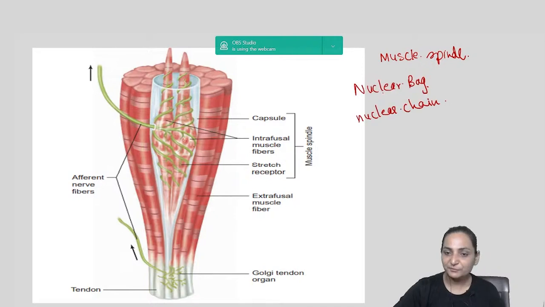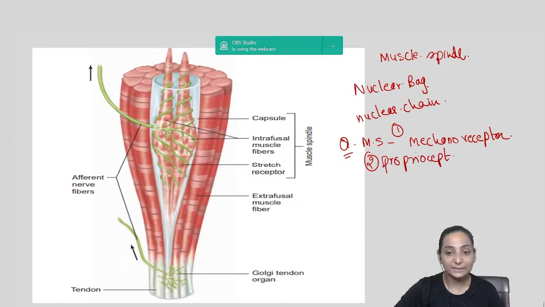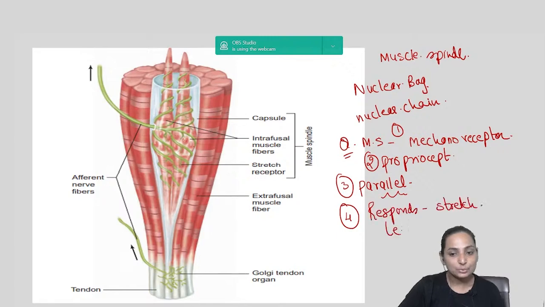Before we go into the detail of nuclear bag and nuclear chain fibers, something very, very important as far as MCQs are concerned on muscle spindle. The muscle spindle comes into the category of a mechanoreceptor, because it is getting stimulated by stretch. It falls into the category of a proprioceptor, because it gives you information about the joints, about the muscle length and positions, right? It is present parallel to the extrafusal muscle fiber. Third and fourth, it responds to what? It responds to stretch. Another way, it responds to length.